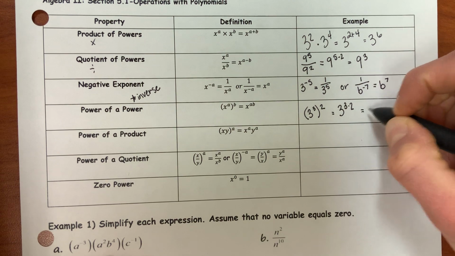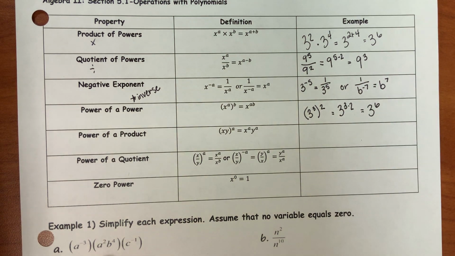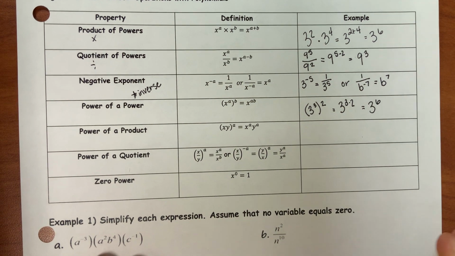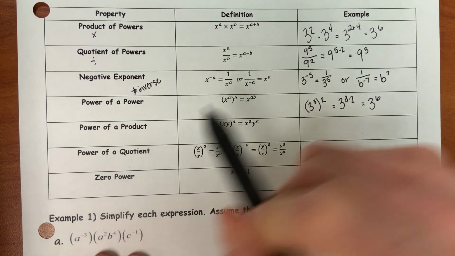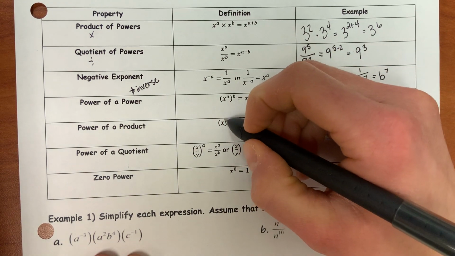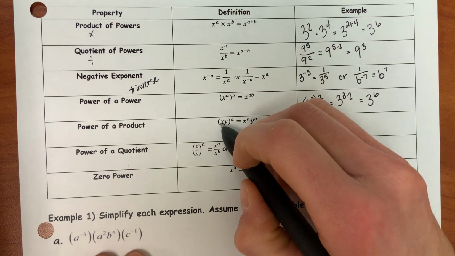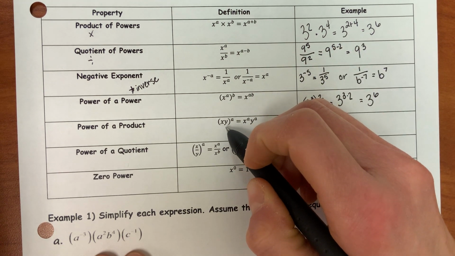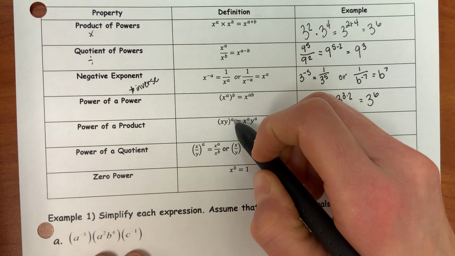So 3 to the 3 times 2, which is just 3 to the 6th power. Okay. All right, our next one, power of a product. So here, the product is going on inside the parentheses, x times a, that's product, okay? Then I have an exponent being applied to that.